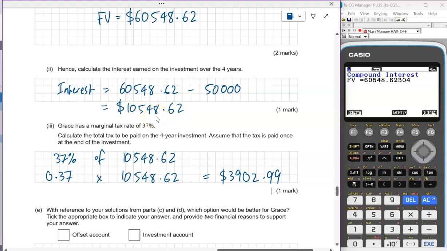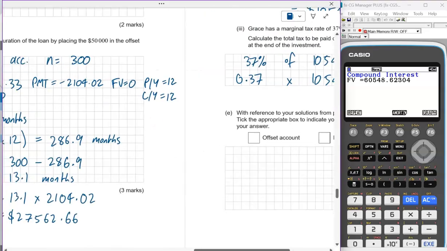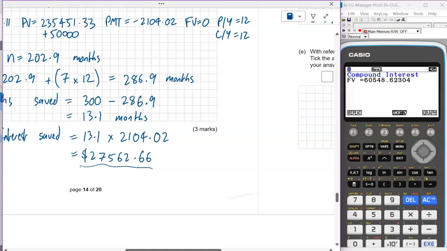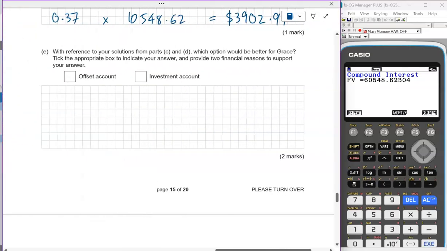So realistically, she's really only earning $6,500 over those 4 years, which is still pretty good, but it's not as good as the amount of money she was saving by putting that money in the offset account for 4 years, was it? Right, and that's the next part of the question. It says, with reference to your solutions from part C and D, which option would be better for Grace? Tick the appropriate box to indicate your answer and provide 2 financial reasons to support your answer.